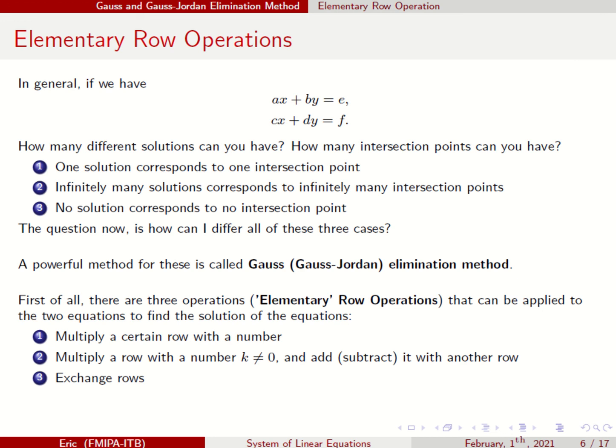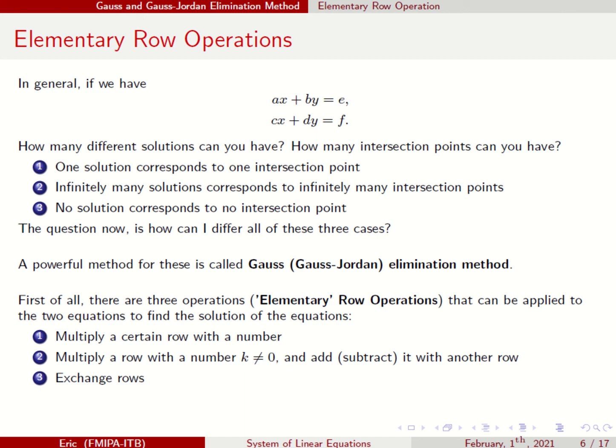First, multiply a certain row with a number. If I multiply one of these with a number, say 2, don't forget it still gives you the same line. It means it still gives you the same set of linear equations, so the solution doesn't change. And third, if you exchange the rows, the solution doesn't change also.